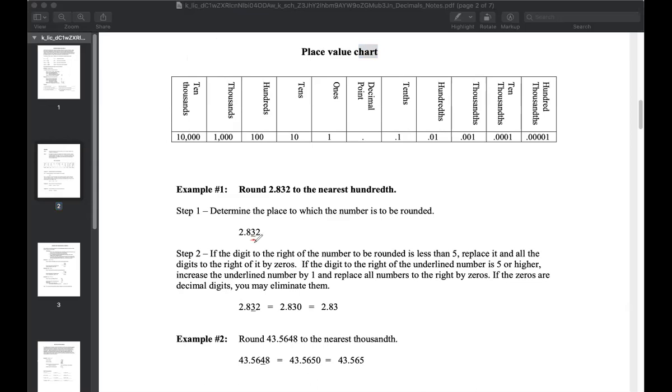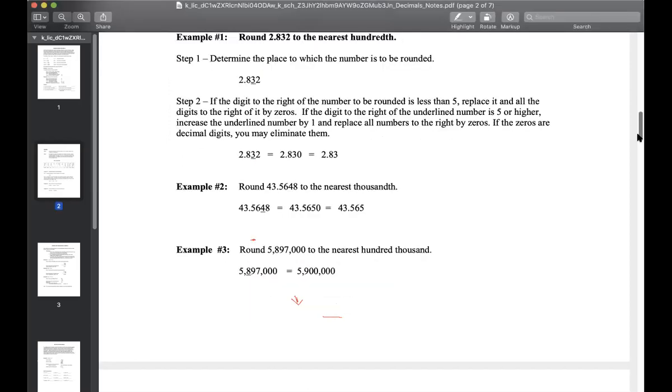Now I have to look at the number to the right of the 3. What is the number to the right of the 3? It is a 2, so it is less than 5. That means I should turn that number into a 0 or cut it off completely, which is what I have here. I cut it off so I can round it to 2.83. Again, the next example is going to be the same situation. We're always going to go to that place and then round after that place.